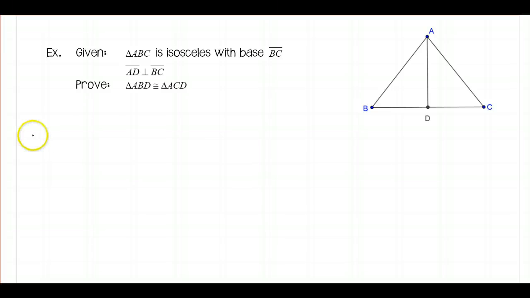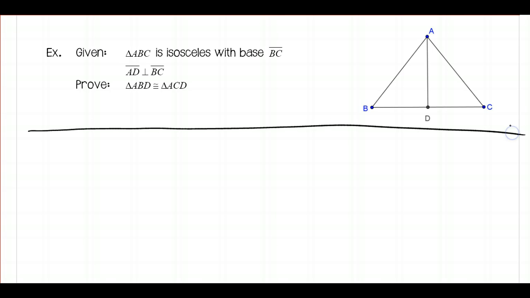Again, feel free to pause the video and see if you want to work this out on your own. This one you should be able to do no problem. If you're going to follow along with me, let's get our given information in there. We've got triangle ABC is isosceles with base BC.